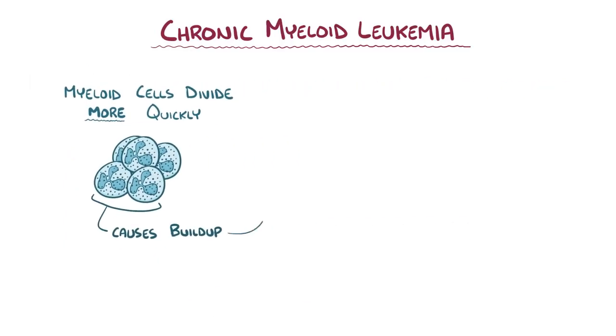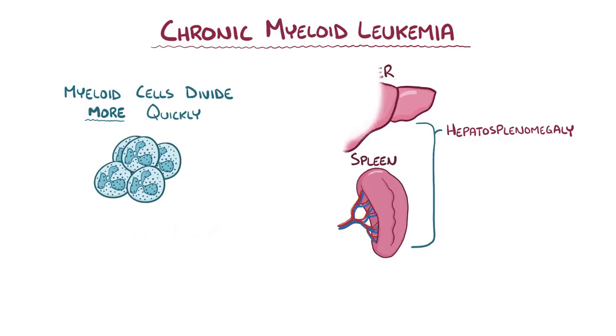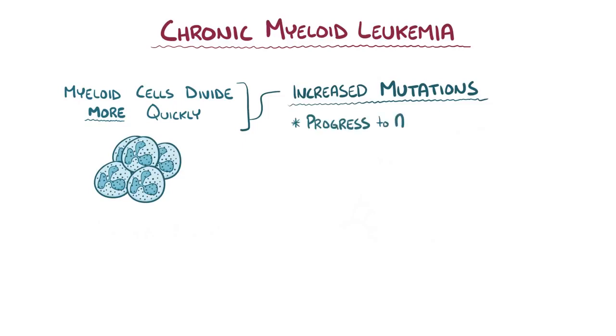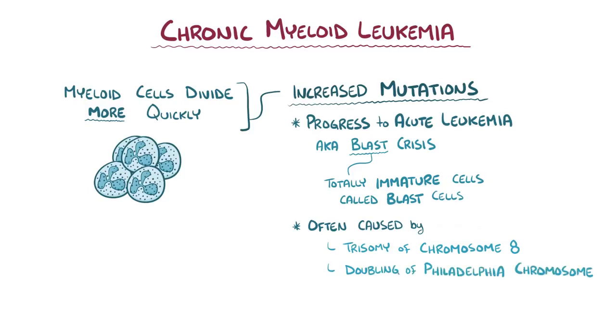The premature leukocytes then move to the liver and spleen, causing swelling of those organs or hepatosplenomegaly. And because these CML cells divide quicker than they should, there's a high chance that further genetic mutations can happen. And if that happens, CML might progress and accelerate into a more serious acute leukemia, which is called a blast crisis, because the totally immature cells of acute leukemias are referred to as blasts. A lot of cases of these blast crises include the formation of a trisomy on chromosome number 8, or the doubling of the Philadelphia chromosome.